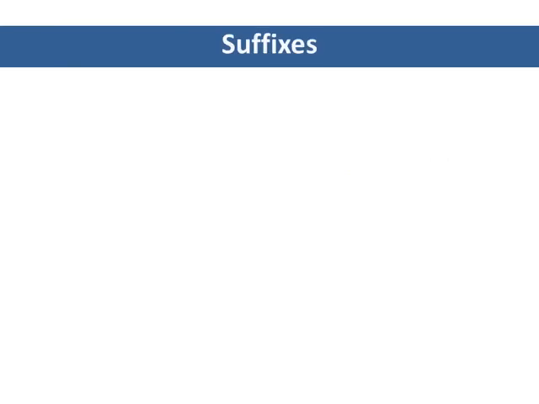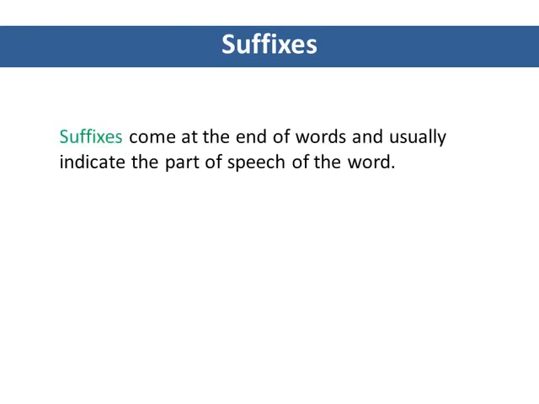In addition to prefixes, we can also modify words by adding suffixes. Suffixes come at the end of words and usually indicate the part of speech of the word. So, if you have an adjective but you need a noun that expresses the same or a similar idea, you may be able to add a suffix to get the form of the word that you need.